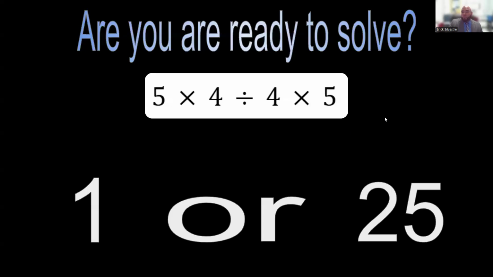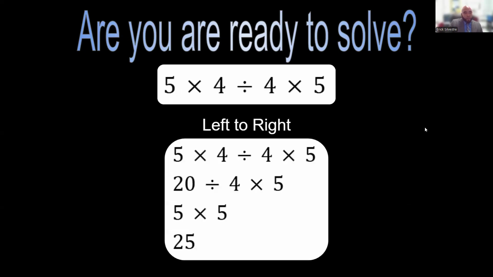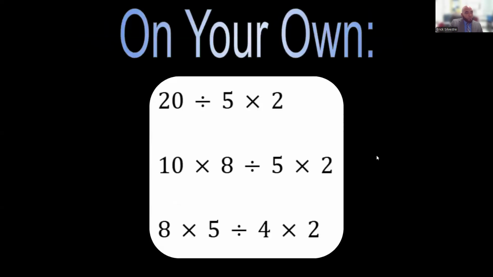All right, so back to the original problem. 5 times 4 divided by 4 times 5. Is my answer 1 or is my answer 25? Following the left to right rule, we know that 5 times 4 is 20. 20 divided by 4 is 5. And 5 times 5 is 25. Good job for those of you that got it right. Now, try these 3 on your own. Take a second, pause the video, and try them on your own.